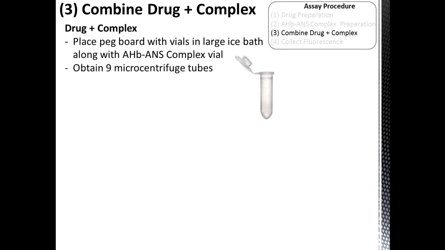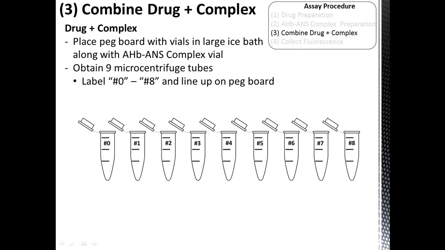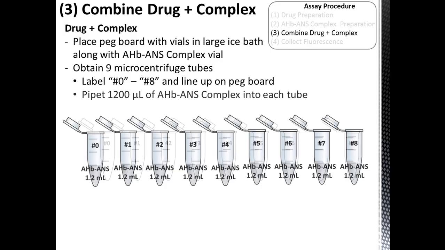Next, you'll want to obtain 9 microcentrifuge tubes that look like this, and put them in your pegboard, all in a line. You'll also want to label them number 0 through number 8. And then into each microcentrifuge tube, you want to micropipette in 1200 microliters, or 1.2 milliliters, of your AHB-ANS complex. Do this into each of your tubes, number 0 through number 8.